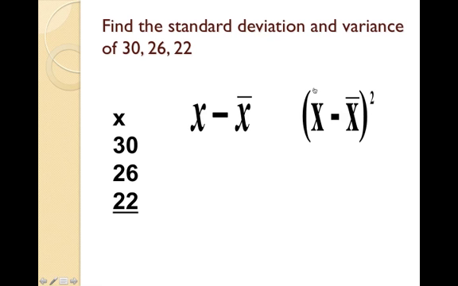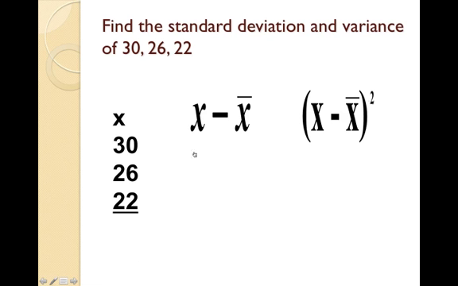All right, we're going to find the standard deviation and variance of a small data set, just 30, 26, 22. So the first thing you do, you're going to have 3 different columns. You want to make your columns. You're going to have your X column, your deviation column, just the X minus X bar column, and your deviation squared column, the X minus X bar squared.